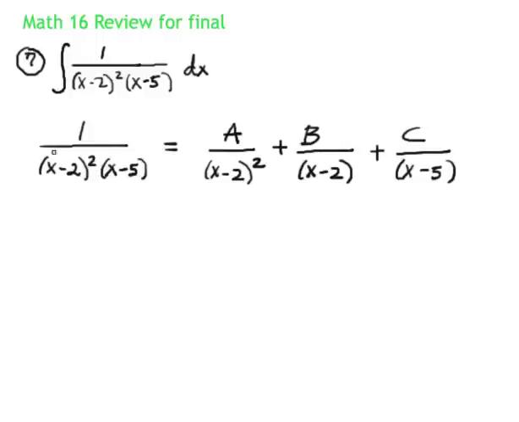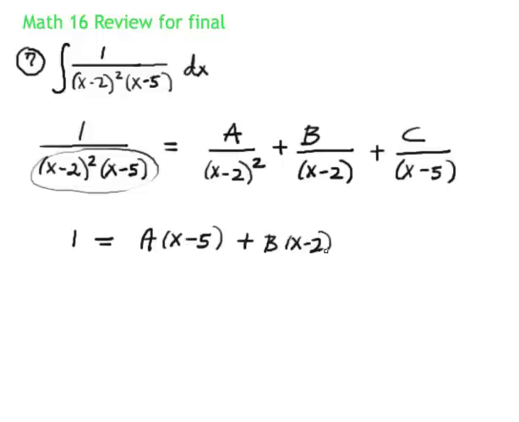Alright, let's multiply both sides by this denominator. So on the left we have 1, and on the right we have A(x - 5) + B(x - 2)(x - 5) + C(x - 2)^2. All right, now we use the method of substituting in various numbers to simplify this expression and to solve for A, B, and C. So we can substitute in whatever we want for x.